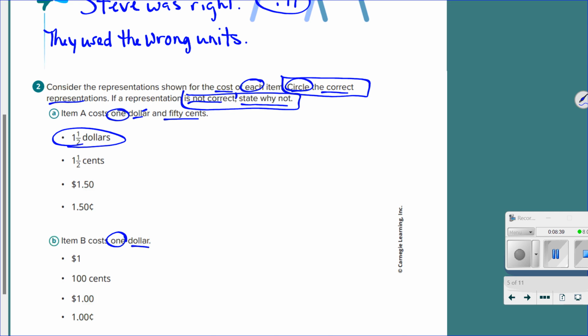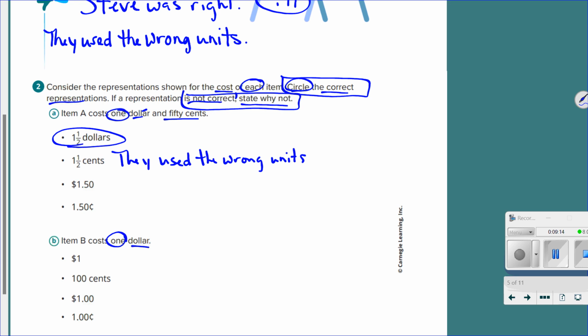Okay, what about 1.5 cents? Elijah, why not? Okay, so why is it wrong? You told me what it actually is, but you didn't say why it was wrong. They used the wrong units. Write that down, everyone. Did you write that here? Write it. Don't sit there and smile about it.